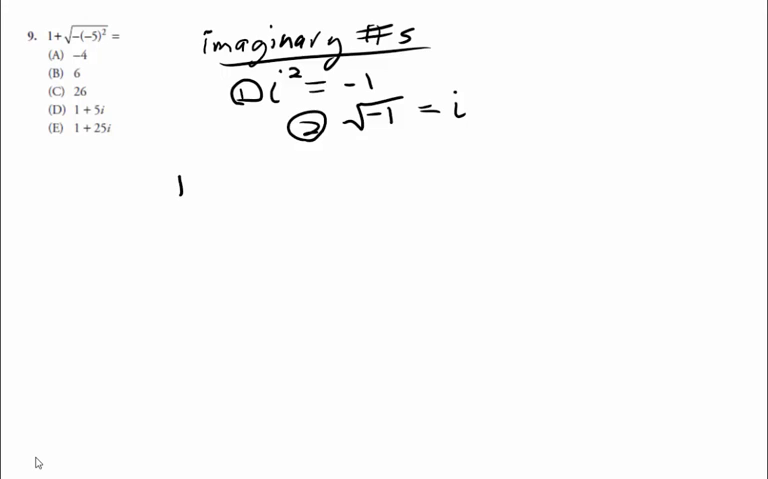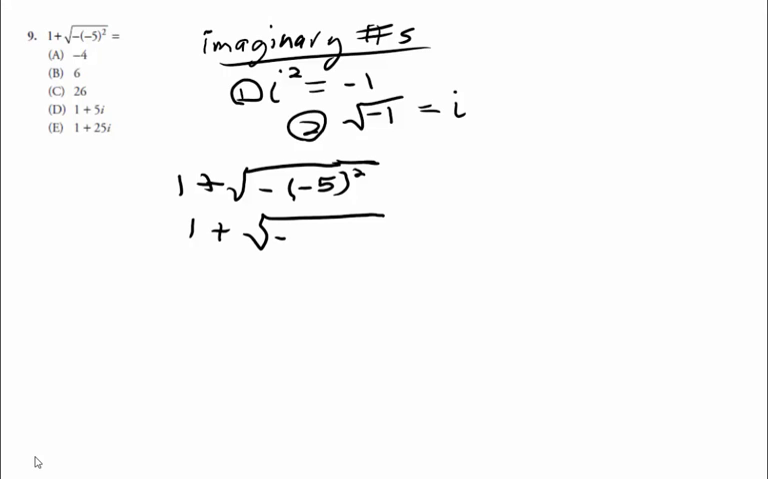So 1 plus the square root of -5 squared. Okay, so that's 1 plus the square root of, here we have -5 squared is 25, so that's still really -1 times whatever occurs here.